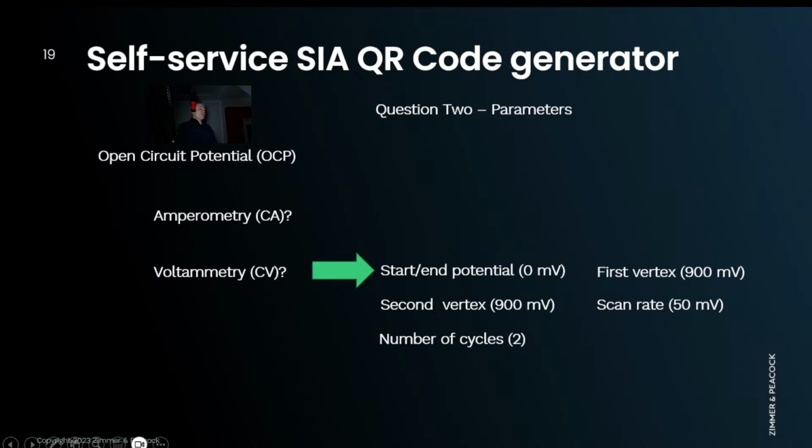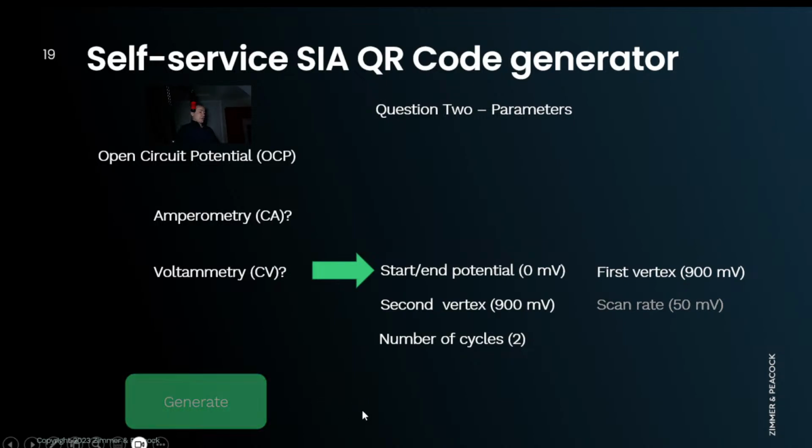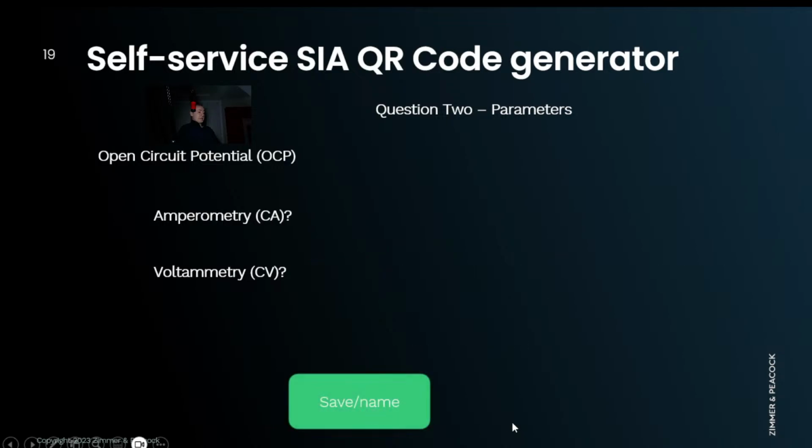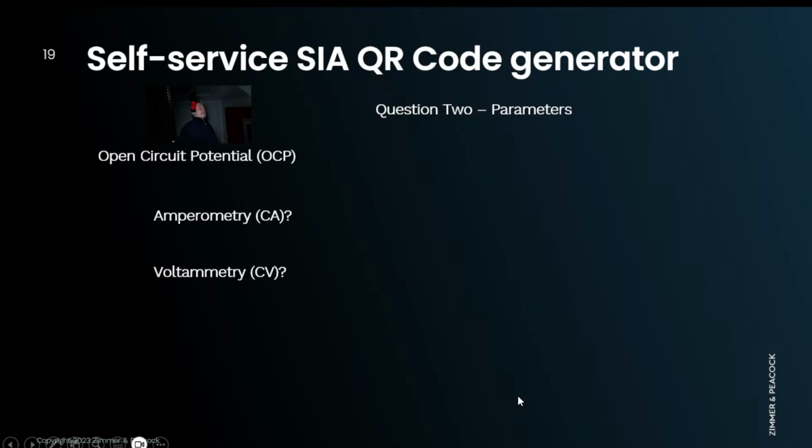We've put default values down here because we have a lot of experience at ZP about actual assays, and whether it's open circuit potential or amperometry or voltammetry, we know where the good place to start is, which is half the battle because people don't know where to start with this kind of stuff. Then you can generate the QR code and save and name it. So that's how people are going to be able to program the SenseItAll platform independently of ZP.